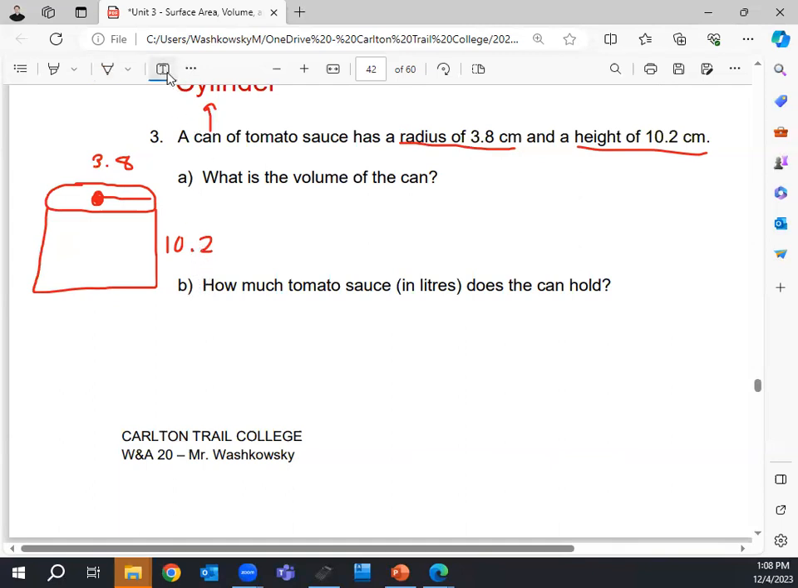Cool. I have the radius. Remember, you can do nothing with the diameter. You need to turn that diameter into a radius if you have it.